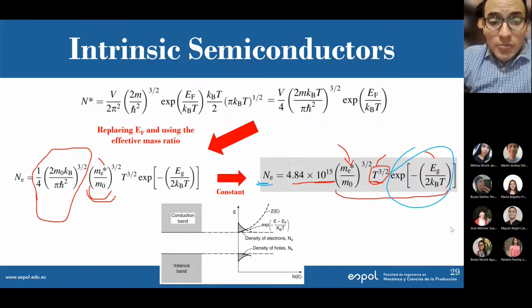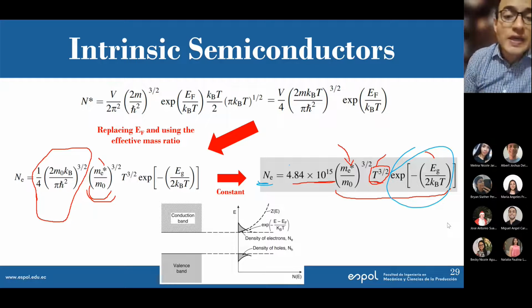This term here has a bigger influence on the number of electrons in the conduction band, just because it's an exponential term. If you were to calculate this for silicon at room temperature, for example, you will get about 10 to the 9 electrons per cubic centimeter, right? At room temperature, 10 to the 9 electrons in the conduction band is quite a small number. If you're a conductor, you should have at least on the order of magnitude of 10 to the 24 or even a bigger number of electrons.